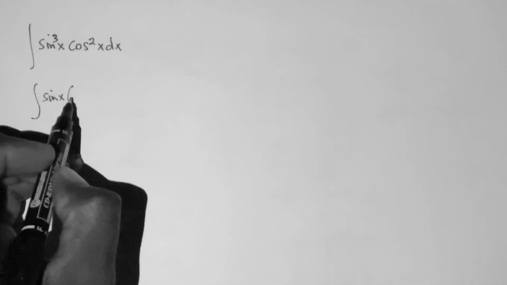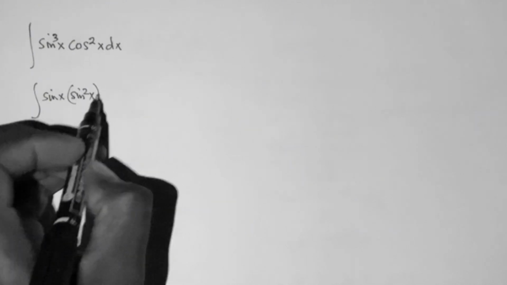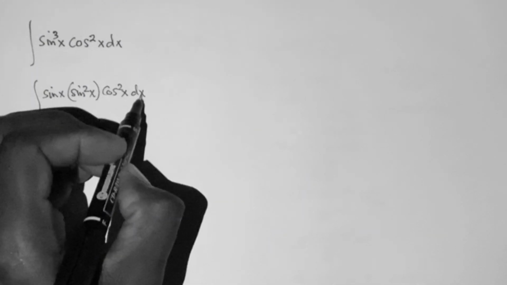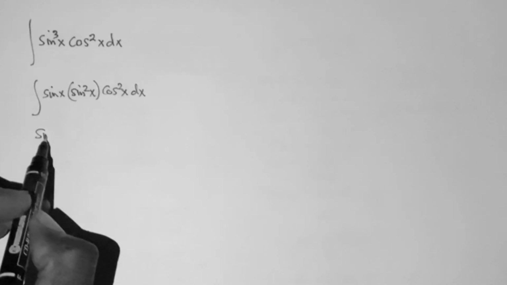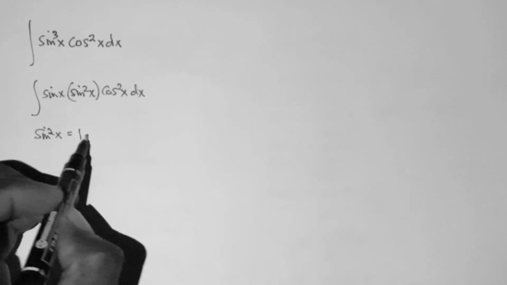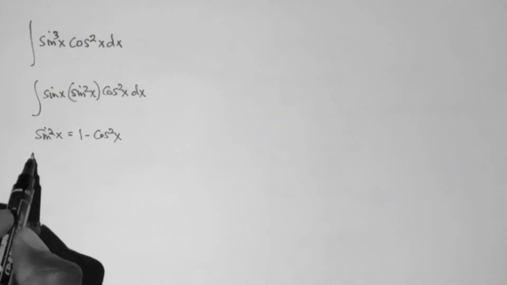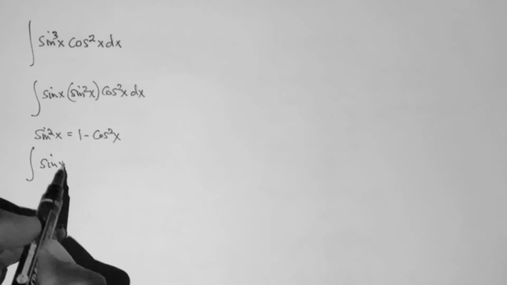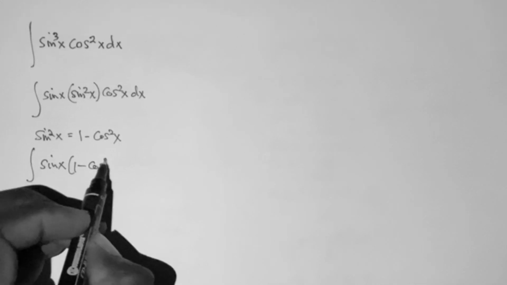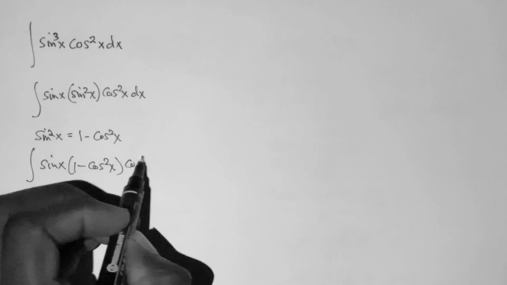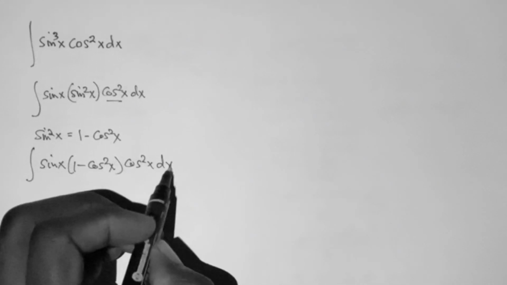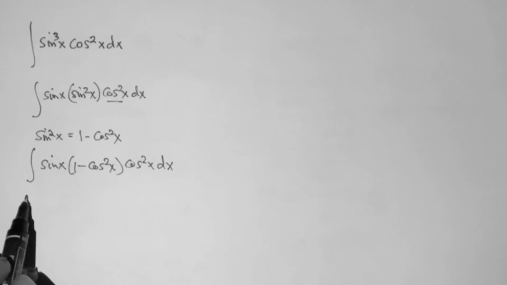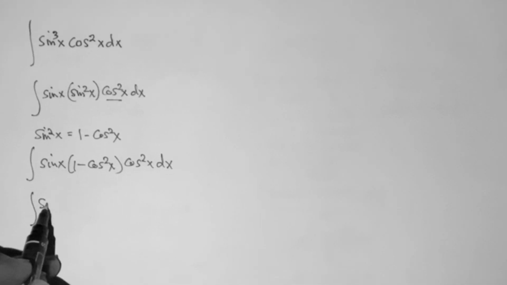So we are supposed to evaluate the integral of sine x exponent 3 cos squared x dx. So let's pull out one of the sine x. So we are left with sine x into bracket sine squared x, then cos squared x dx. So now we know that sine squared x is equal to 1 minus cos squared x. So the integral becomes sine x, then into bracket 1 minus cos squared x, then cos squared x for this one, then dx.